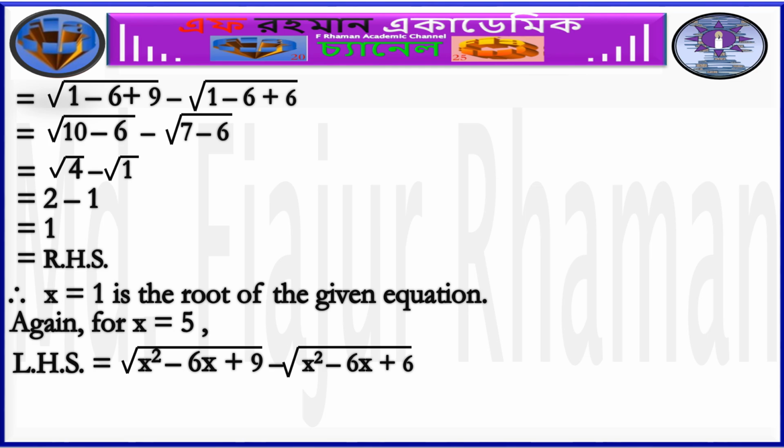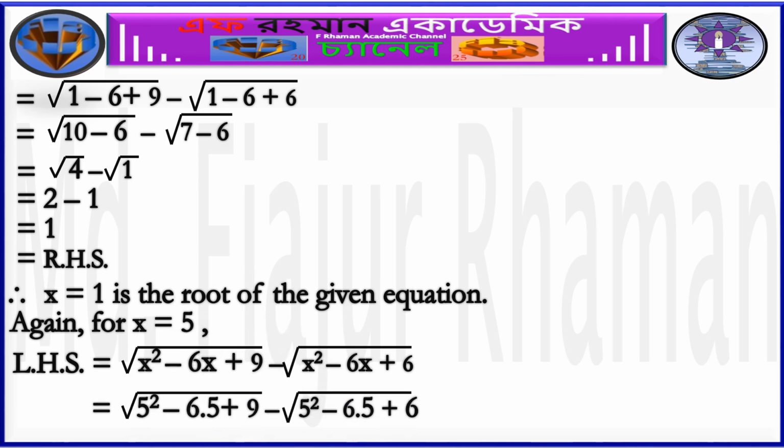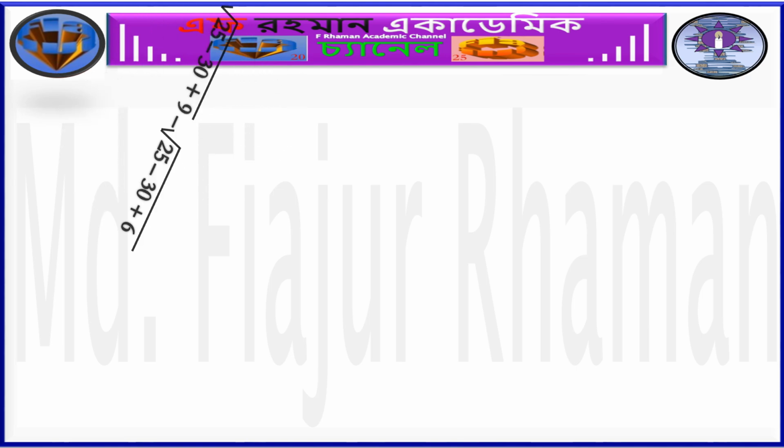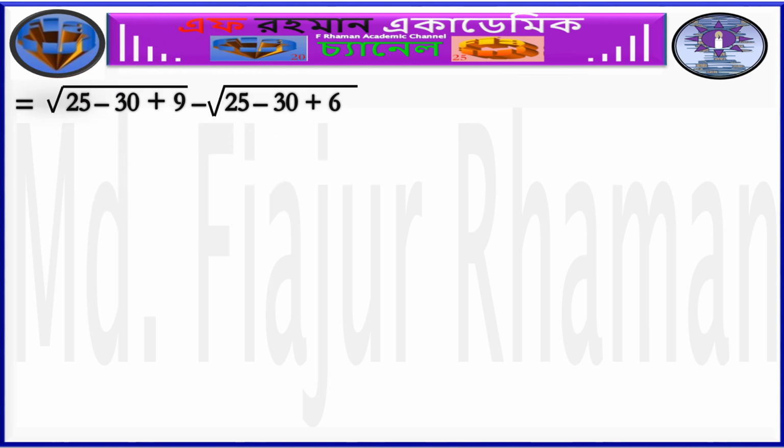Again, for x is equal to 5, left hand side is equal to square root of x square minus 6x plus 9 minus square root of x square minus 6x plus 6, which is equal to square root of 5 square minus 6 into 5 plus 9 minus square root of 5 square minus 6 into 5 plus 6, as x is 5, which is equal to square root of 25 minus 30 plus 9 minus square root of 25 minus 30 plus 6, which is equal to square root of 34 minus 30 minus square root of 31 minus 30.